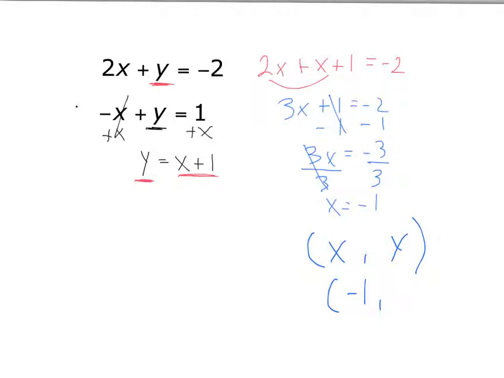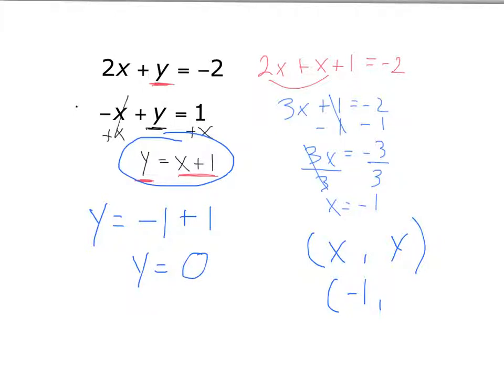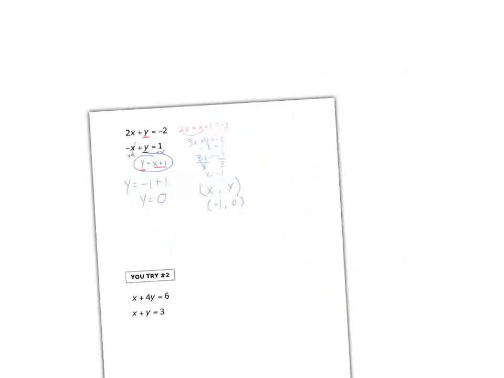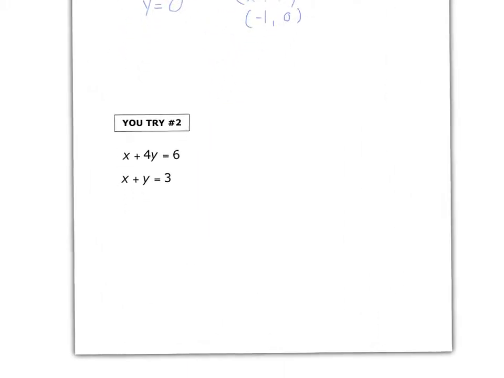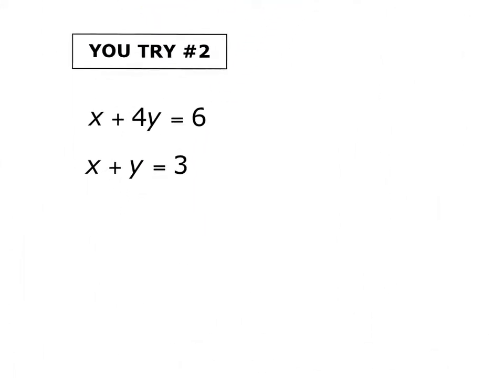We can use this equation still. So we have y equals, and instead of x, we have negative 1, and we're going to add 1 to that. Well, what's negative 1 plus 1? That is 0. So every time you plug that in, you get a 0 for y coming out. So our y value is 0, and we put that into our ordered pair. We get (negative 1, 0) for our solution. Let's try one more, and then we will be done.